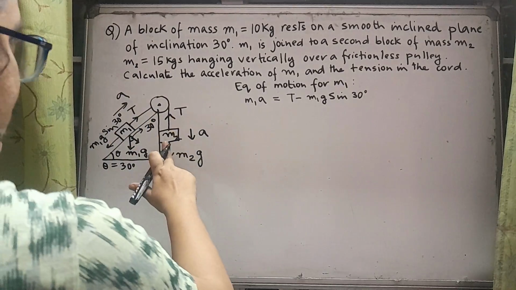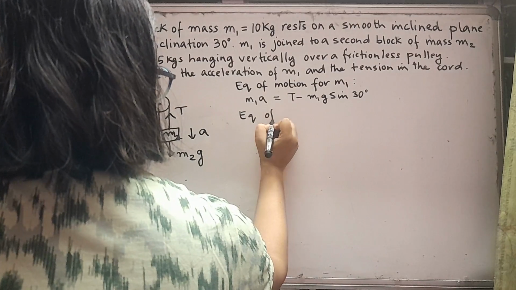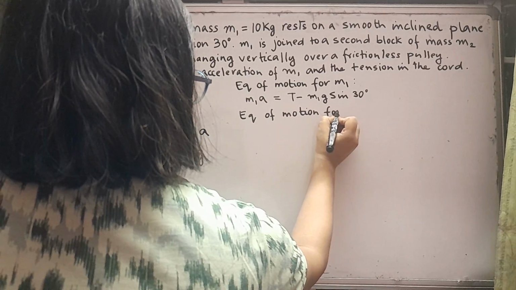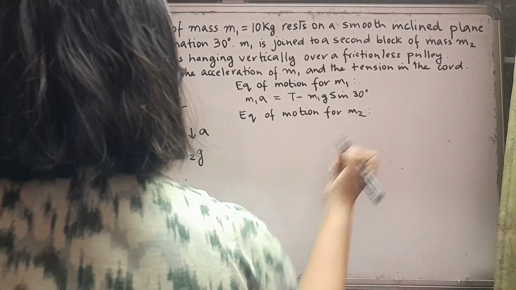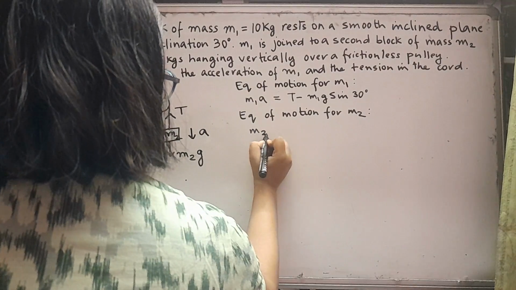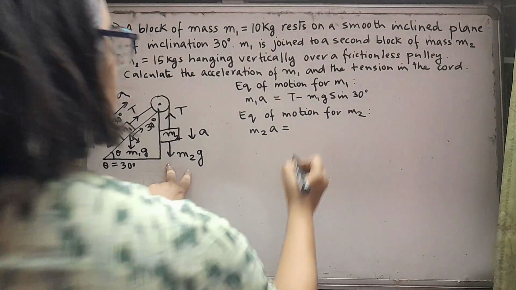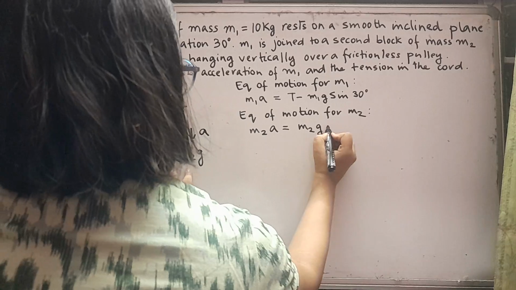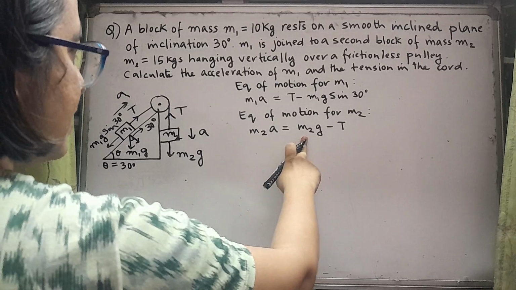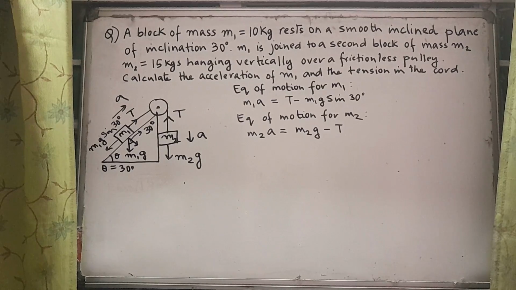Now what is the equation of motion for m2? See, m2 is falling down. So this is m2a, and here it will be m2g minus T, because m2g is in the same direction, so it has the same sign as m2a, and T is in the opposite direction. So these are my two equations.